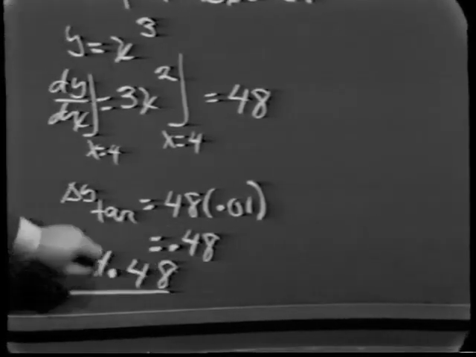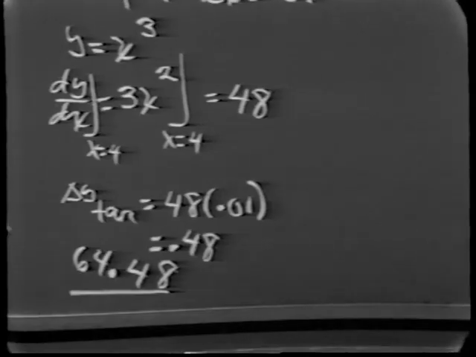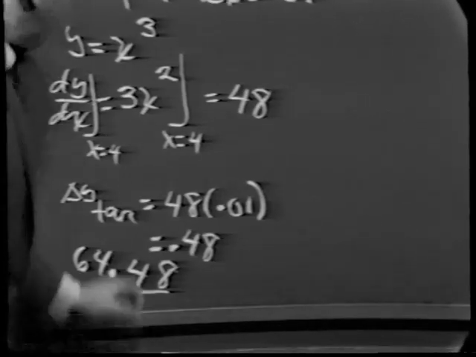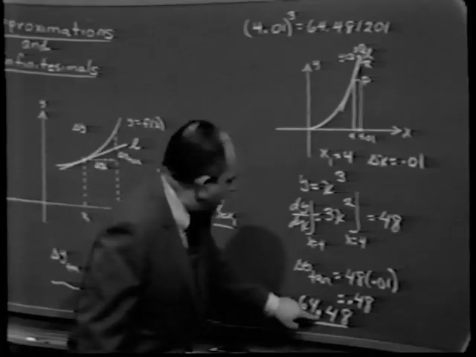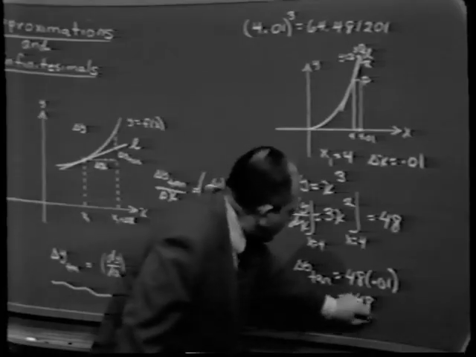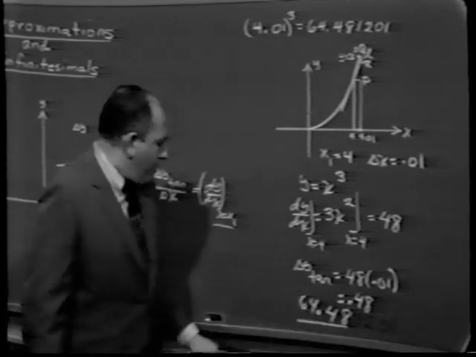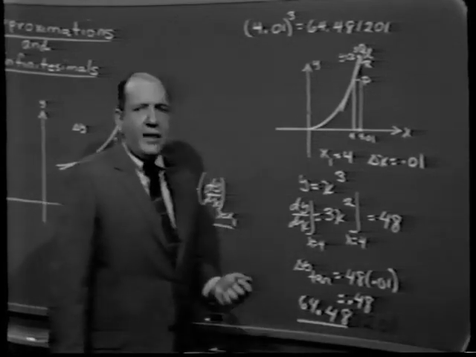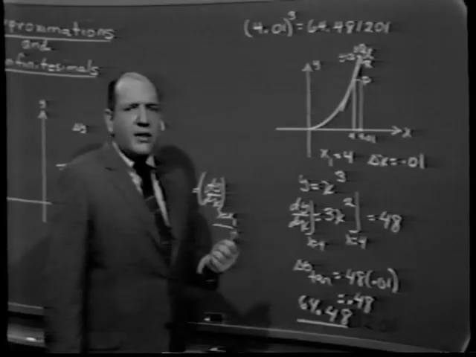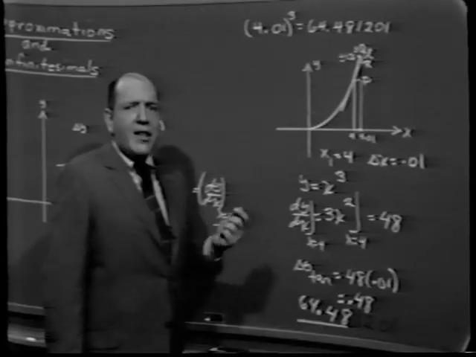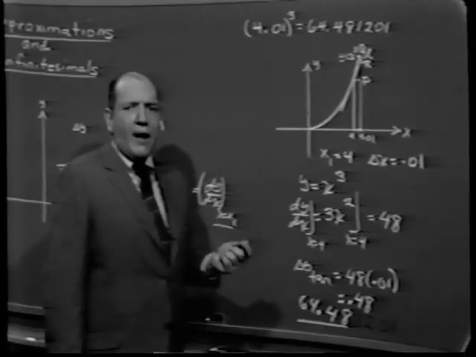This then is our approximation, and notice that this compares with what? The precise answer, which is 64.481201. In other words, notice what a small error we happen to have in this particular case. And this is the way the subject is usually brought up. It is not a very important thing from my point of view.